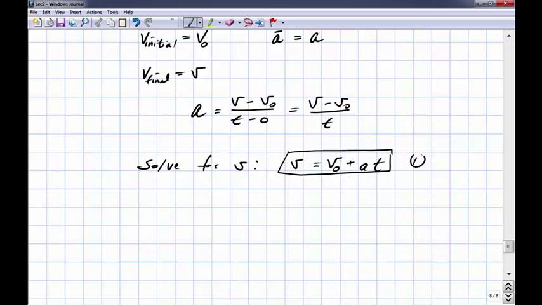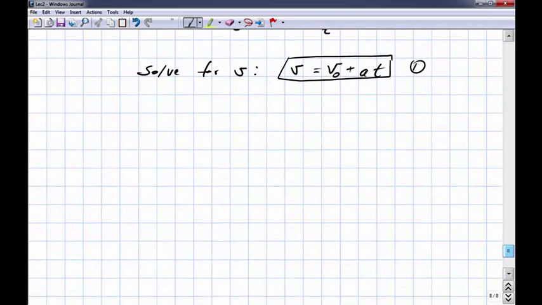This is our first one-dimensional motion with constant acceleration equation. And again, it notes that v, which represents final velocity, equals the initial velocity plus the acceleration times time. It just so happens that when the acceleration is constant, we can remove the bar from the a because the acceleration equals the average acceleration. In other words, the acceleration remains constant at all times.